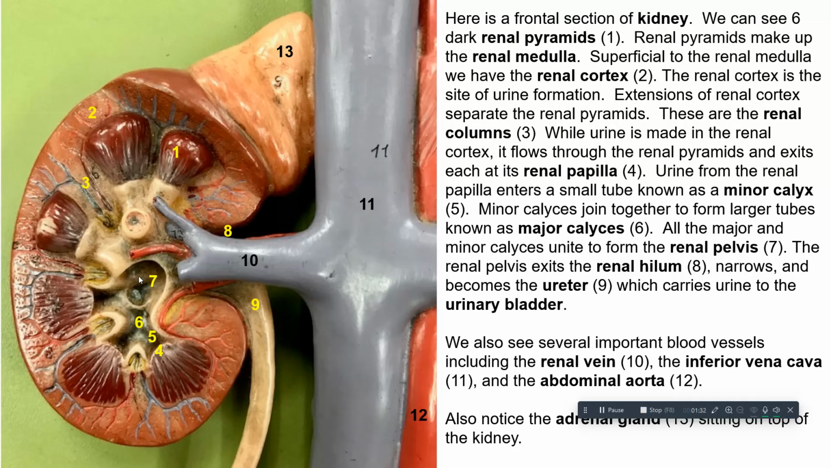Right here, all the minors and majors have joined together, and this is the renal pelvis, which narrows, leaves the kidney at an indentation called the renal hilum, and becomes the ureter, which travels towards the urinary bladder. One final thing we see here is this region between the pyramids. This is called a renal column. So we have a renal column here, we have a renal column here, and here as well.